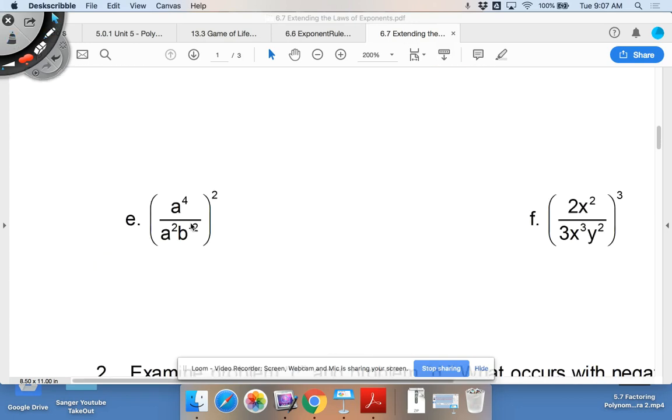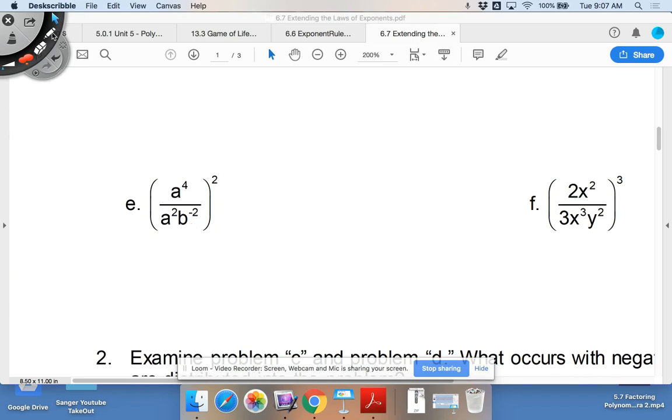So we'll go to E now, and you'll notice now we're dealing with some variables. So we would do a to the 4th to the 2nd power. Do you want me to write it as multiplying so you see what happened, or can we just multiply? Just multiply. So 4 times 2 is 8. Now each power, even on the bottom, we're going to multiply by 2 because it's the power rule. So it would be a to the 2 times 2 is 4, and b, negative 2 times 2 is negative 4.